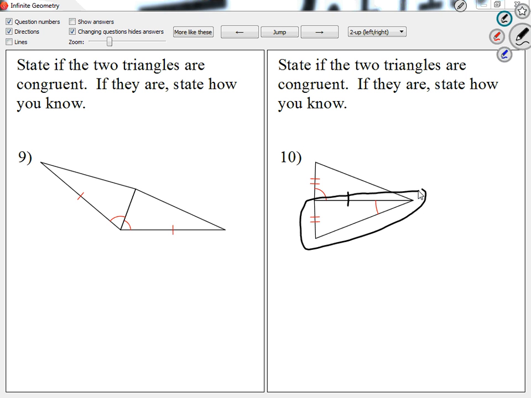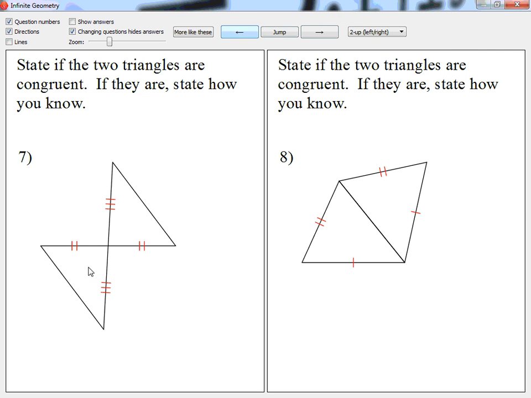Osio, you had a question? Number 7. Let's take a look at number 7. We can legally mark these 2 angles because they're vertical. So are these 2 triangles congruent? How do you know? Side angle side. All right. Any questions?